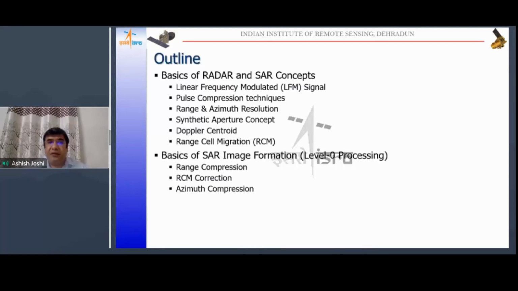So in this webinar, we will learn the basics of radar and SAR concepts, in which we will learn the linear frequency modulated signal, which is also called the LFM signal, pulse compression techniques, range and azimuth resolution, synthetic aperture concept, Doppler centroid, and range cell migration, which is called the RCM. After that, we will see the basics of SAR image formation, which is also called the level 0 processing, in which we will see the range compression, RCM correction, and the azimuth compression.